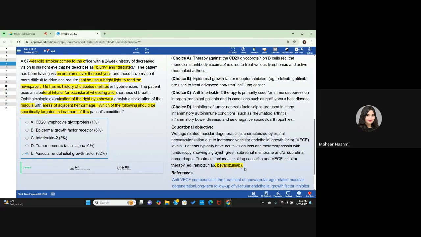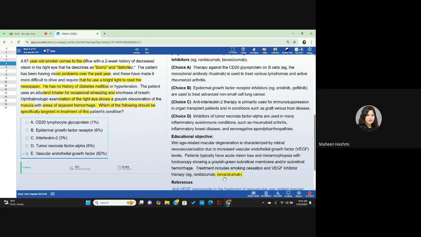You don't remember bevacizumab? It's very high yield. They don't ask you about ranibizumab. They do ask you about bevacizumab. So just remember Beva. It has a V in it. So VEGF inhibitor. All right, Beva, VEGF inhibitor.